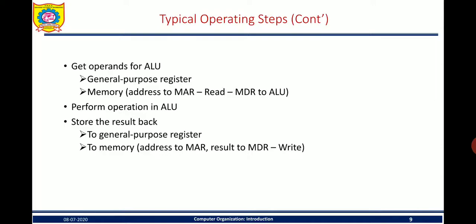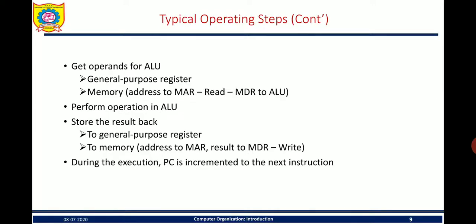After the operation is executed, that is, the instruction is executed, it has to be written back. Now where is it to be written back? It can go to general purpose registers or to main memory, that is, address to MAR, results to MDR, writing that data to the memory location using the MAR address. During the execution which is going on, the PC, that is the program counter, will be incremented to show the next instruction which is to be executed.